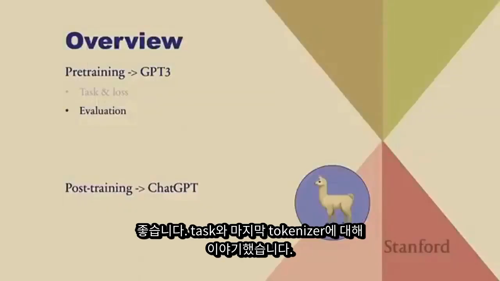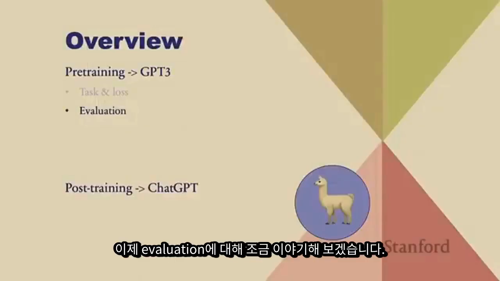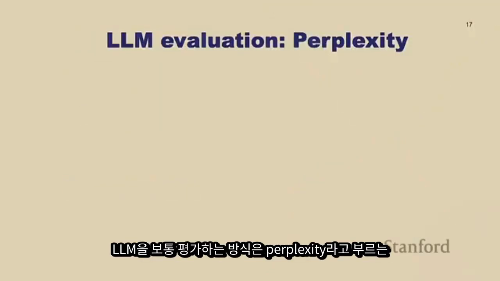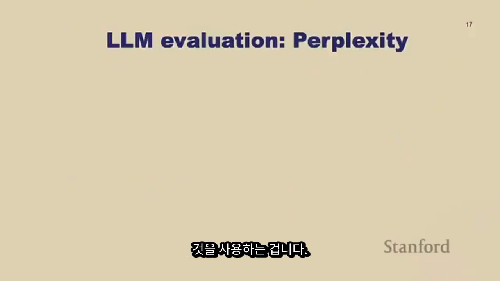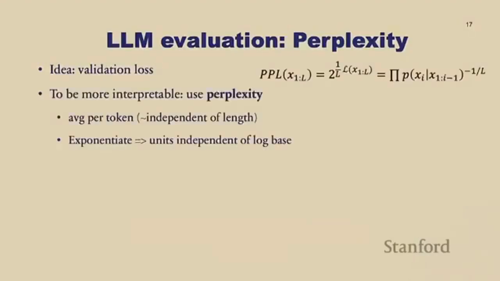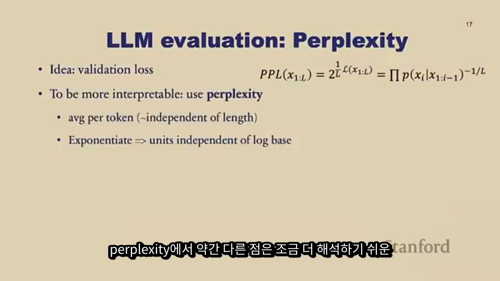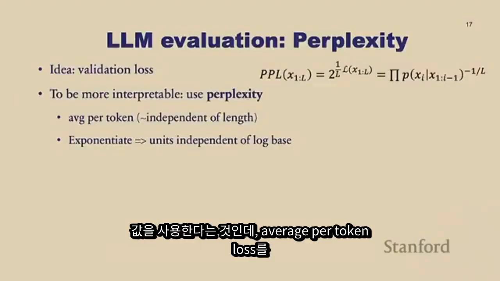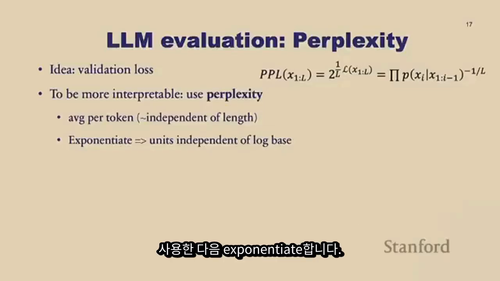Great. So we talked about the task, the loss, the tokenizer. Let's talk a little bit about evaluation. The way that LLMs are usually evaluated is using what we call perplexity. At a high level, it's basically just your validation loss. The slight difference is that we use something slightly more interpretable, which is the average per token loss, and then you exponentiate it.